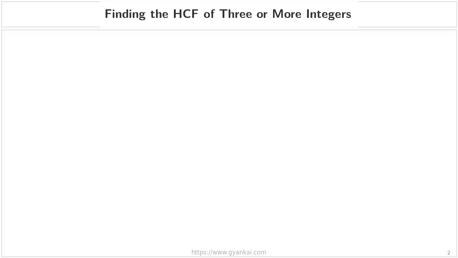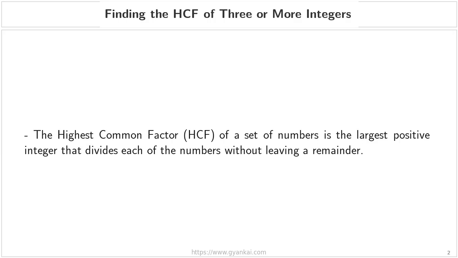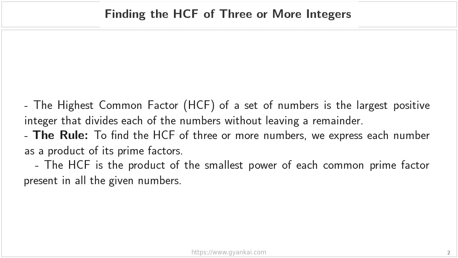Finding the HCF of 3 or more integers. First, let's refresh our definition. The HCF of a set of numbers is simply the largest positive integer that can divide every single number in that set without leaving any remainder. So, how do we actually calculate this when the set of numbers gets larger? We use a specific rule.